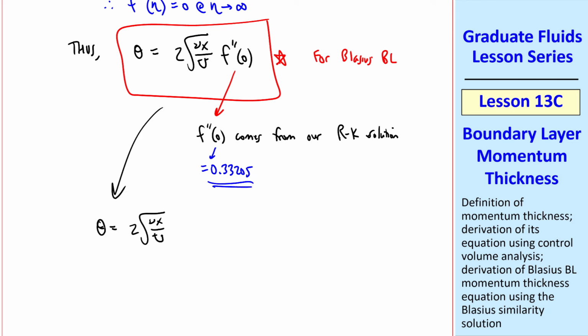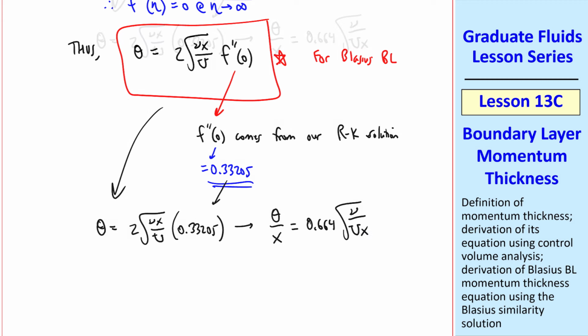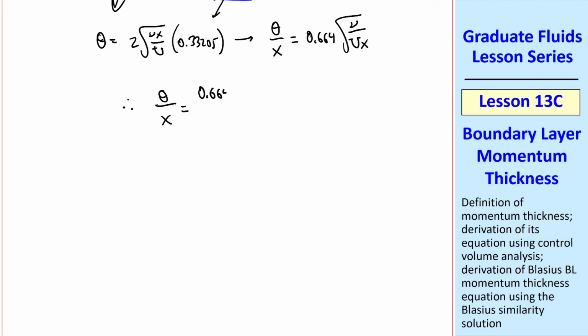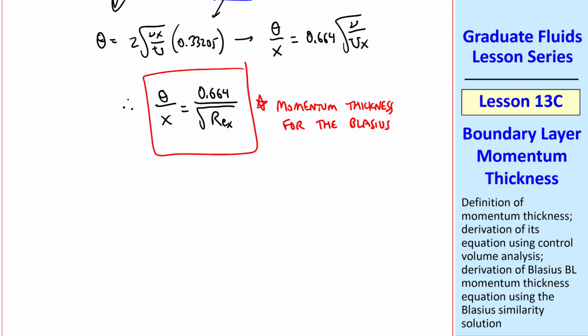Finally then, theta is 2 square root of nu x over u times 0.33205. We're dividing by x to make this non-dimensional, and rounding to 3 digits, theta over x is 0.664 square root of nu over ux, and we recognize this as 1 over the Reynolds number. Thus, theta over x is 0.664 over the square root of Re_x. This is the momentum thickness for the Blasius flat plate boundary layer.